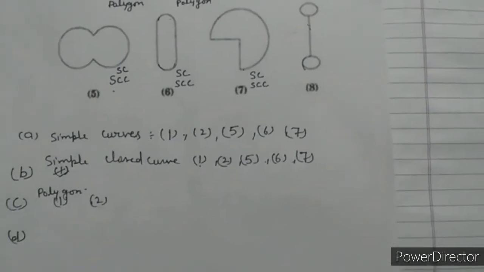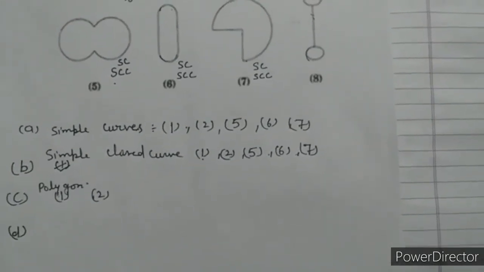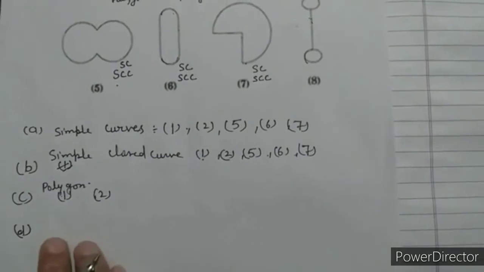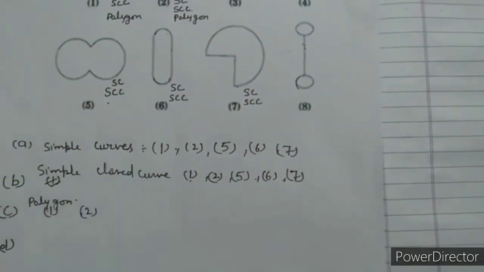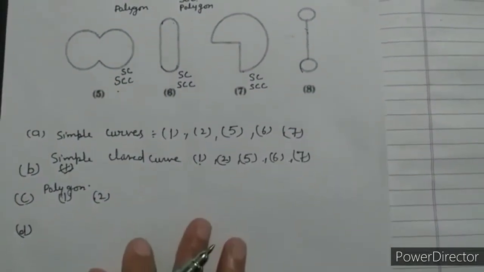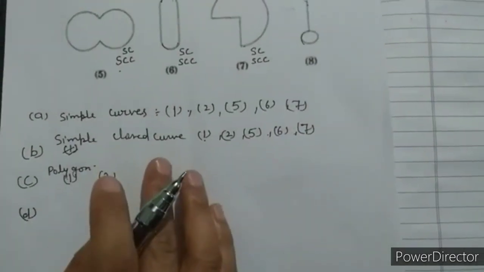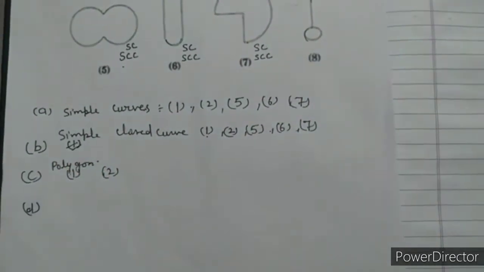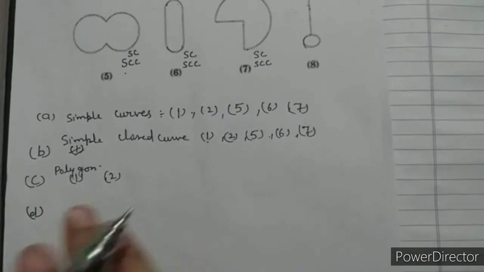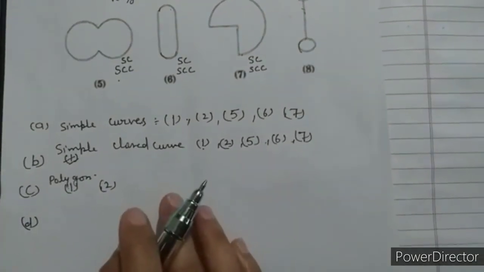Now part D, convex polygon. And as you all know, a convex polygon means all of its interior angles are less than 180 degrees and all diagonals lie inside the polygon.